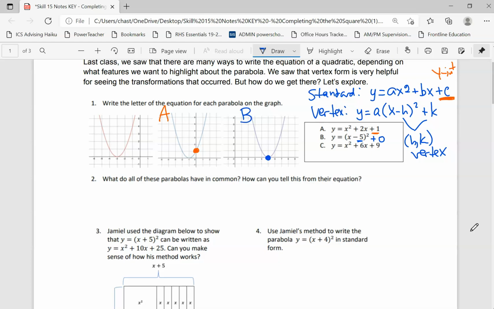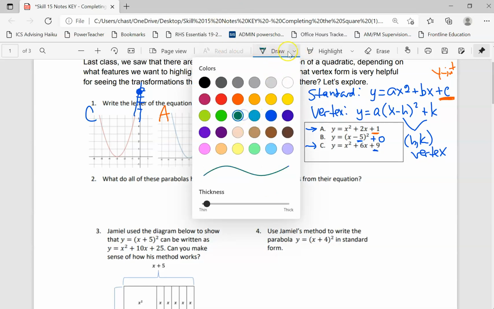So then by process of elimination, we would have graph C being the first one. Its y-intercept is 9, which, as you can see, if we were to extend this graph up, 6, 7, 8, 9, this graph would eventually cross at that point. Okay, what we're going to do today, though, is we're going to talk about how can we take these standard form equations and turn them into vertex form. Okay, all right, before we do that, let's see what all of these graphs have in common.